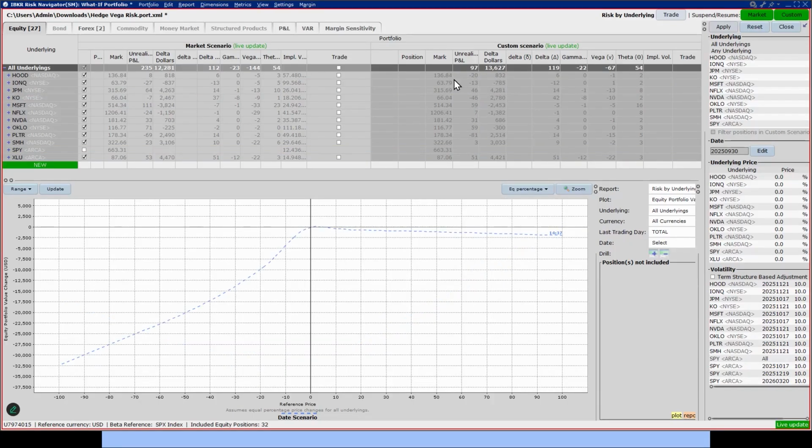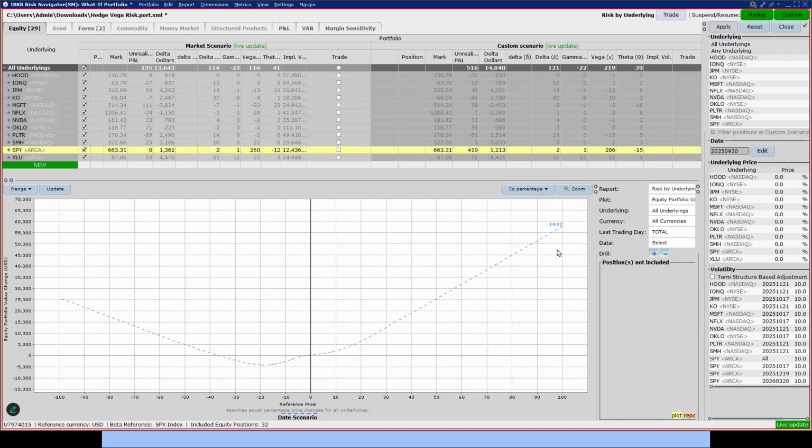Without that hedge, we would have lost money overall. So that hedge is really helping us in the event of the vol spike. Again, we're assuming everything else stays the same. The price of all the underlyings, the only thing we're changing here is the volatility.